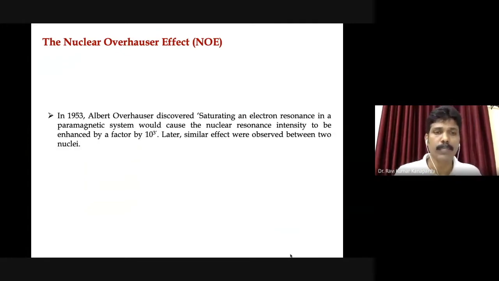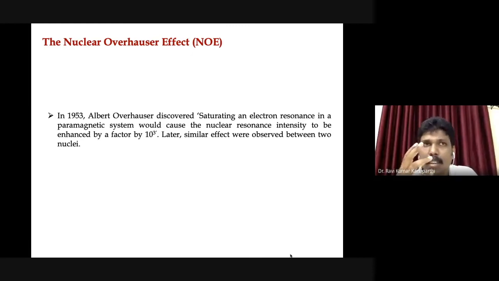NOE means nuclear Overhauser effect, and Overhauser is a scientist who, in 1953, found this. The name actually came from his discovery. He found something in the case of electron spin resonance. When he was trying to saturate the electron resonance in a paramagnetic system, he found that there is a difference in the resonance intensity of a nucleus which is connected with that. He was working on ESR spectroscopy.